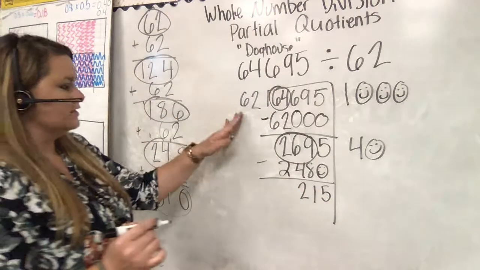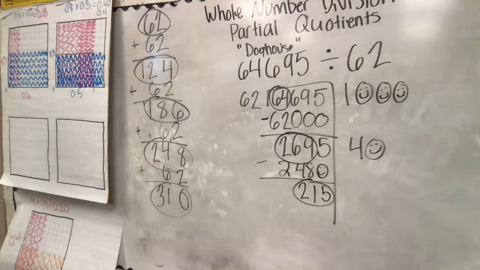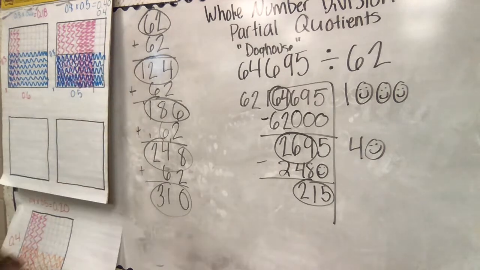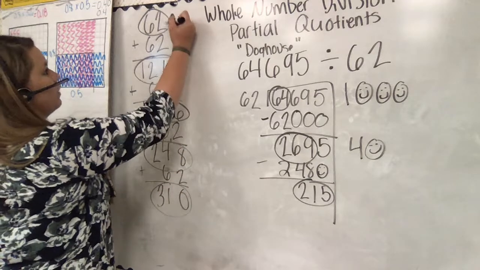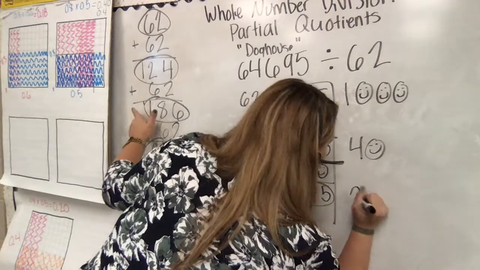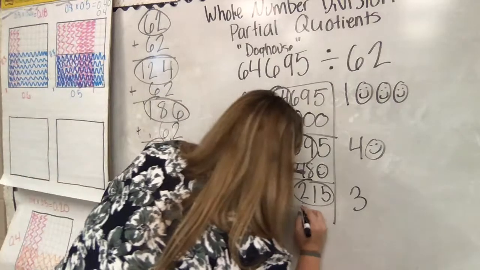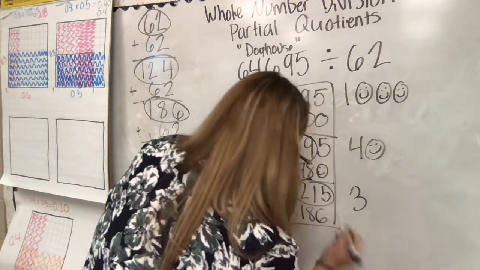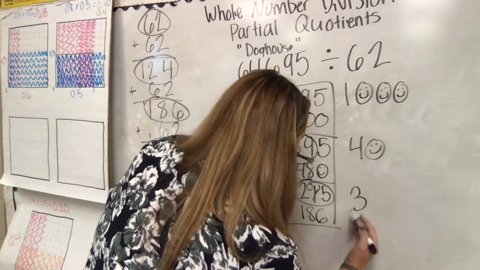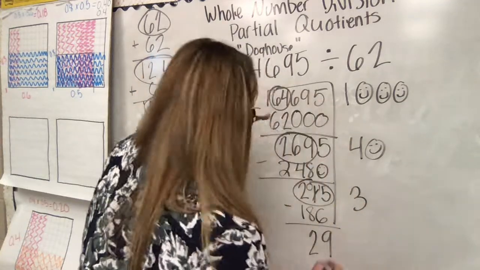And so 62 won't go into 21. So we're going to have to circle this whole thing. Now, 62 will go into 215 how many times? If we look at these, what's closest to 215 without going over? 62 times 1, 2, 3 is 186. So that's the closest without going over. So then we just need to multiply 62 times 3, which is 186, and we're going to subtract. So take that away, make that a 0. 15 minus 6 is 9. Then 20 minus 8. So 29 is my remainder.